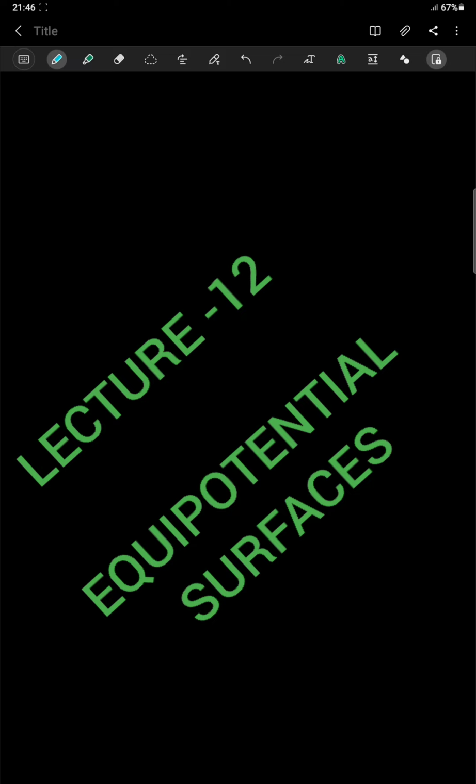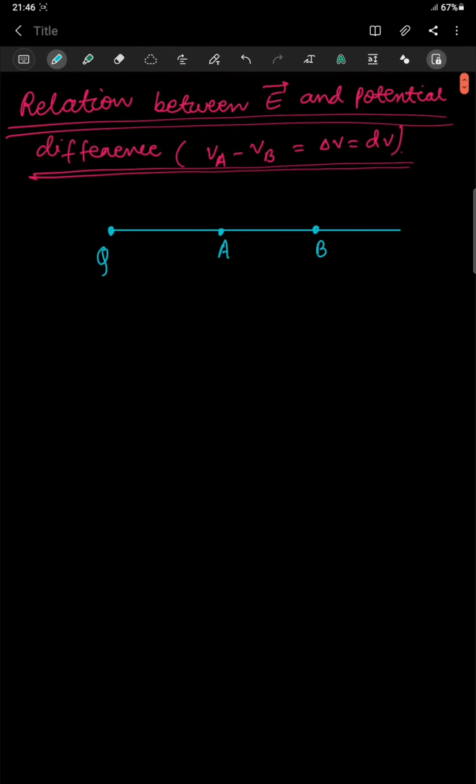In today's class, we will establish a relationship between the electric field and the potential difference. Okay? So we will be finding out the relationship between electric field and potential difference. Potential difference, as we have read in the previous class, is VA minus VB if there are 2 points, which can be written as delta W, delta V and dV. Okay, these are a few notations.